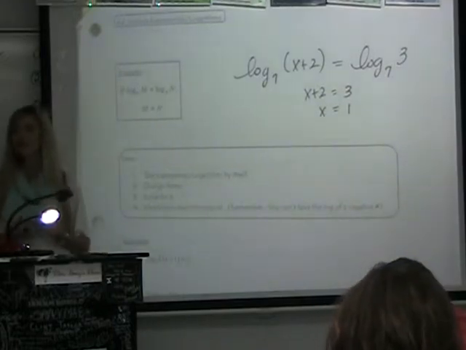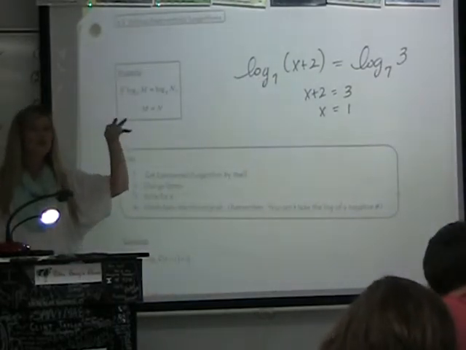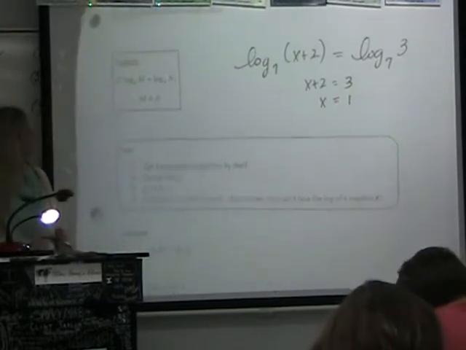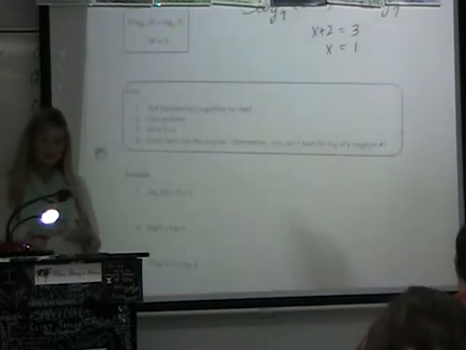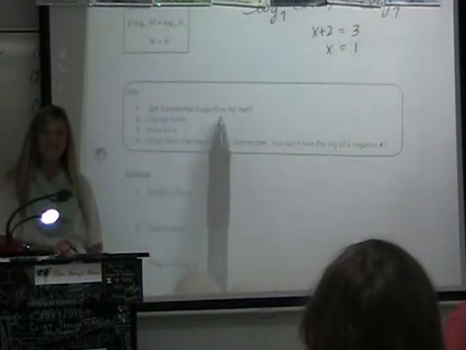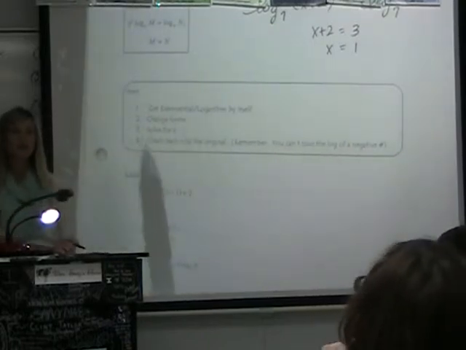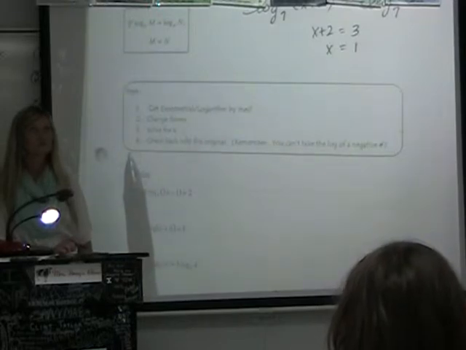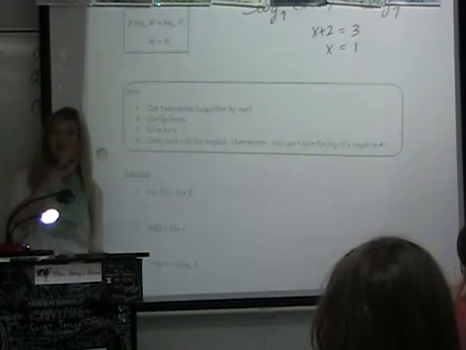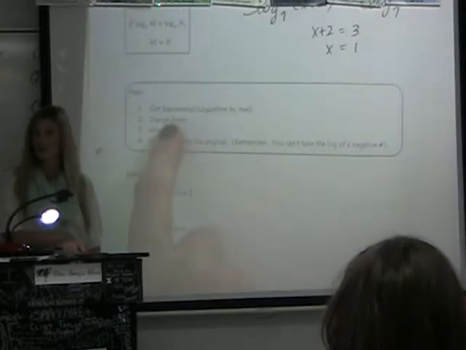So if that property applies, it's super helpful. It makes things super easy. But it only applies if you have a logarithm on both sides of the equal sign and you don't have anything else going on around that logarithm. That's the only time it works. Now, the steps for solving any exponential or log equation are as follows. The first thing you want to do is get the exponential or the log by itself. Then step 2, you're going to change forms. So if you remember in Wednesday's notes, when we did the frog on a log thing, to get from logarithm to exponential, from exponential back to logarithm. That's what I'm talking about for changing forms.